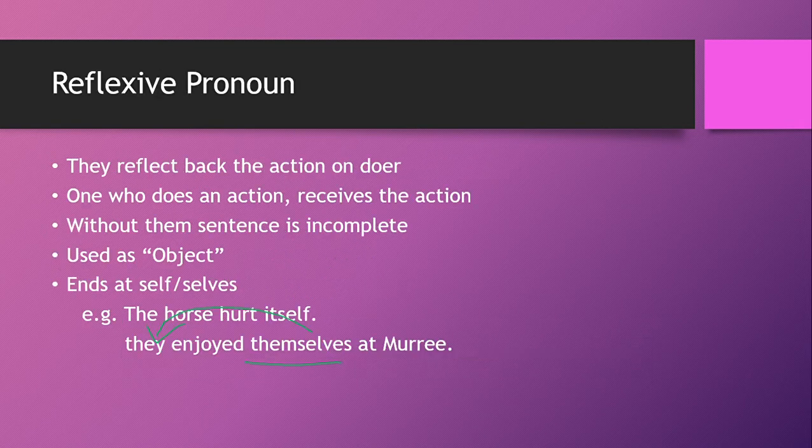Then comes the reflexive pronoun. Reflexive pronouns reflect the action back on the doer. The one who is doing the action is receiving the action as well. For example, if I say the horse hurt itself, whom did the horse hurt? Itself. So the horse has done an action and has received the action as well. These end in self or selves, for example, itself, themselves, ourselves, etc.